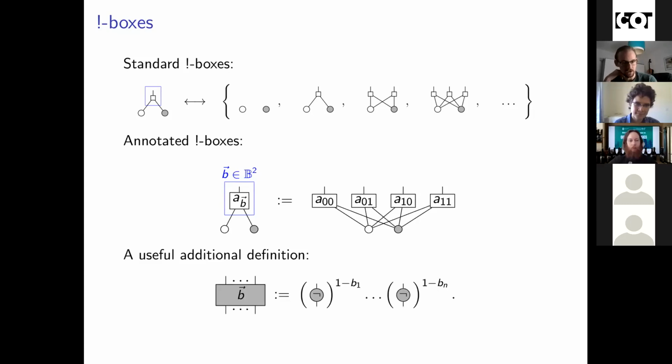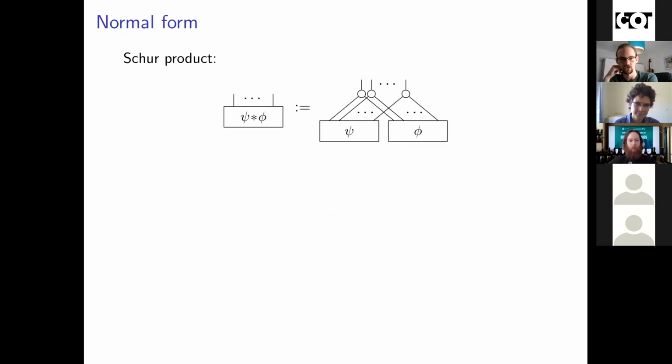What's useful additional notation that can be combined with this is what we call an indexing box. This allows us to define a combination of identities and NOT gates, so we can negate just some of the wires. This bit string tells us which of the wires are negated. Okay, so we can use this to define our normal form.